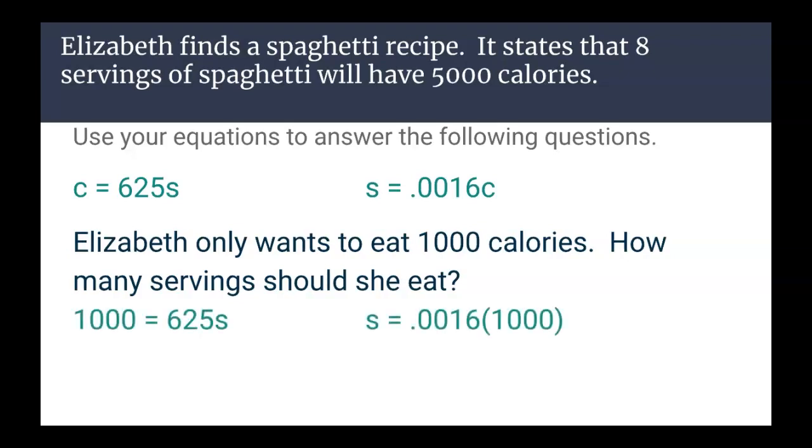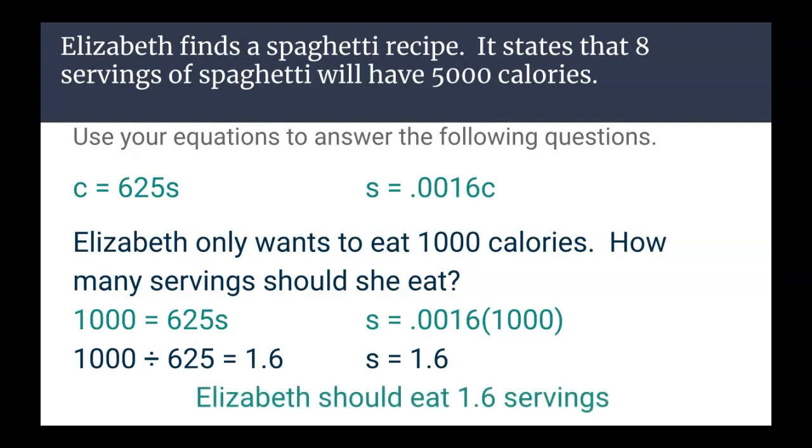All right, so 1,000 is the calories, so it replaces your C in both equations. In the first one, you're going to have 1,000 equals 625 times S. The second one, S equals 0.0016 times 1,000. Again, you can divide in the equation on the left to get 1.6. You can multiply in the equation on the right. You still get 1.6. This time, I think the equation on the right is a little bit easier to use. Again, remember to answer in words. Elizabeth should eat 1.6 servings.